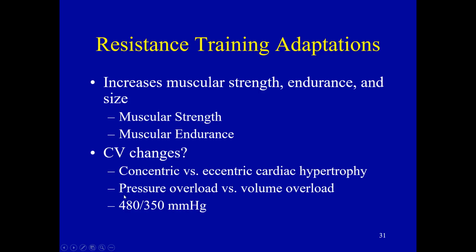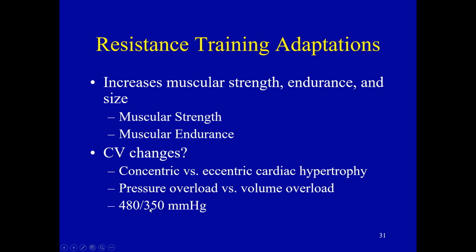So every time you lift weights, your blood pressure is going to go up. That's going to put some pressure on the heart. The way it adapts is more of an increase in wall thickness, an increase in mass. So that's why you see these kind of distinct changes. I put this number here. This is kind of an extreme example, but this is actually a recorded blood pressure during heavy weightlifting.